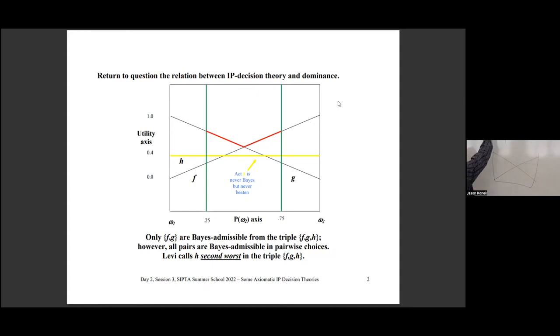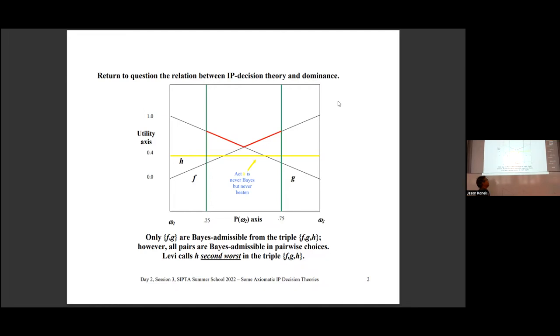Well, you see when they cross, to one side H is better, and to the other side F is better. So the Bayes surfaces in the pairwise choice would have both F and H. Likewise, G and F, restricted to those two, both are Bayes. But when I put them all together, F and H are both Bayes and G and F are both Bayes in pairwise choices. When I do the triple, H is no longer Bayes.